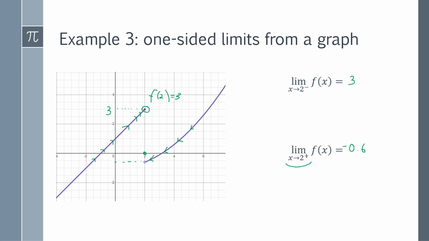The left limit is also equal to 3, but the right limit is not. The right limit is negative 0.6. And again, there's nothing wrong with this. There's absolutely nothing wrong with two one-sided limits having different values.